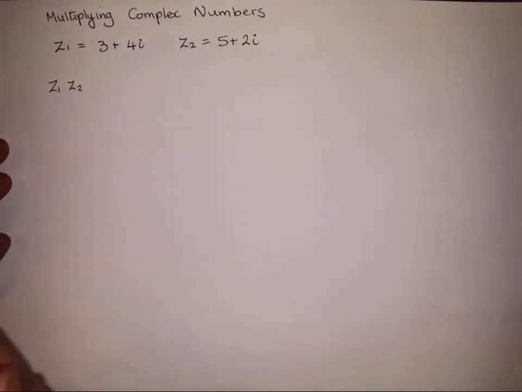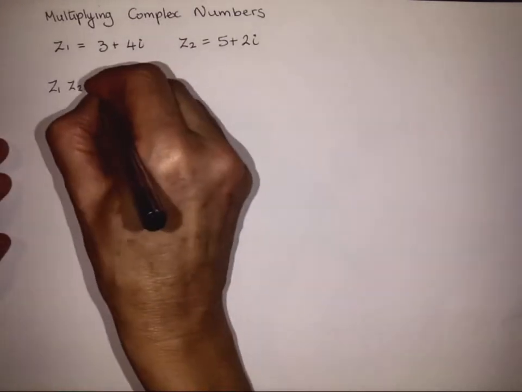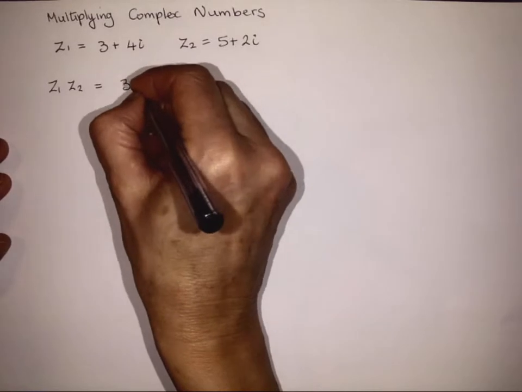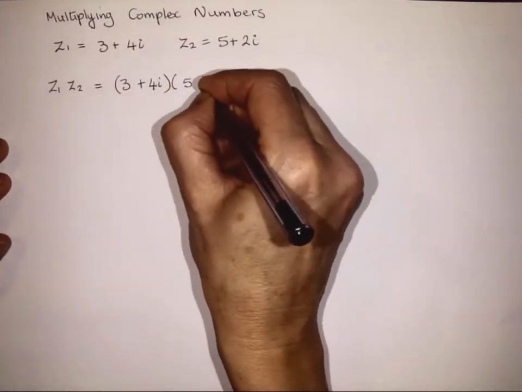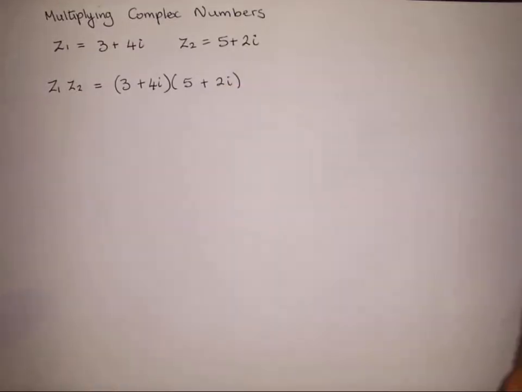That's how you would write it. When there's no sign between any letters, you assume they're multiplied. So now we have 3 plus 4i multiplied by 5 plus 2i. It's very similar to algebra, okay? So we're going to work out the brackets first.